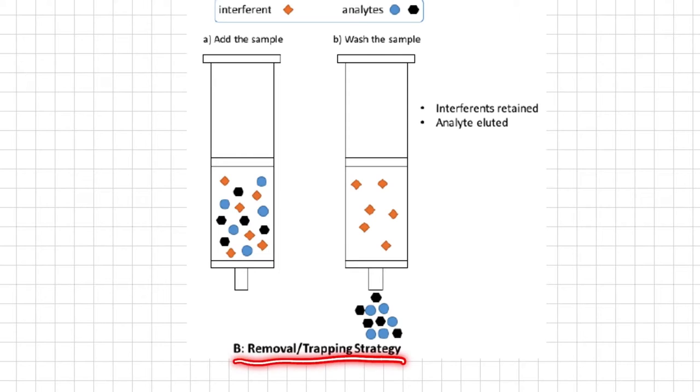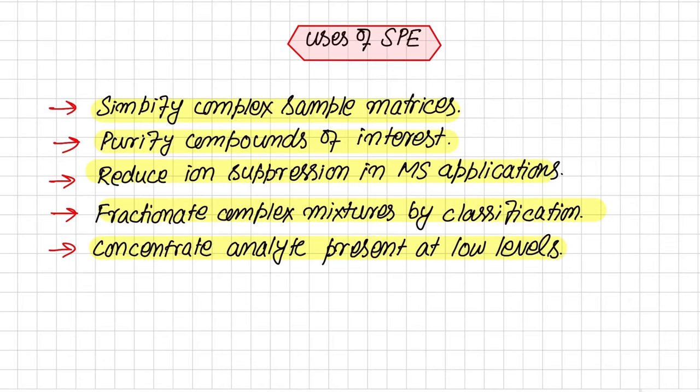This is the other diagram, which explains the removal or trapping strategy. In this, the analytes are not retained and are eluted out, while the matrix components are retained. Again, the brown dots are interfering species, and blue and black dots are our analytes. We have loaded the sample into the cartridge, and now we are adding some solvent. That solvent will dissolve the analyte and be eluted out, containing the analyte species, whereas the interfering species remain trapped or captured inside the solid adsorbent. Definitely, solid phase extraction is a separation technique which is used for separation of complex mixtures.